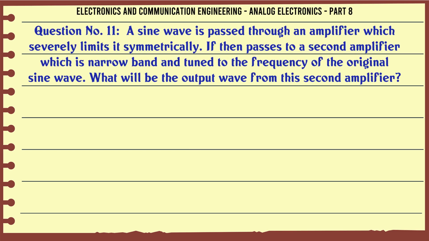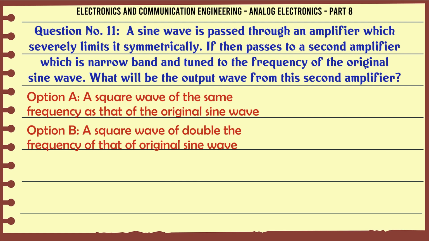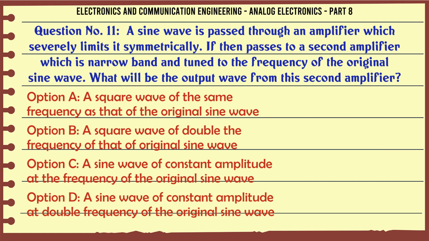A sine wave is passed through an amplifier which severely limits it symmetrically. It then passes to a second amplifier which is narrowband and tuned to the frequency of the original sine wave. What will be the output wave from this second amplifier?